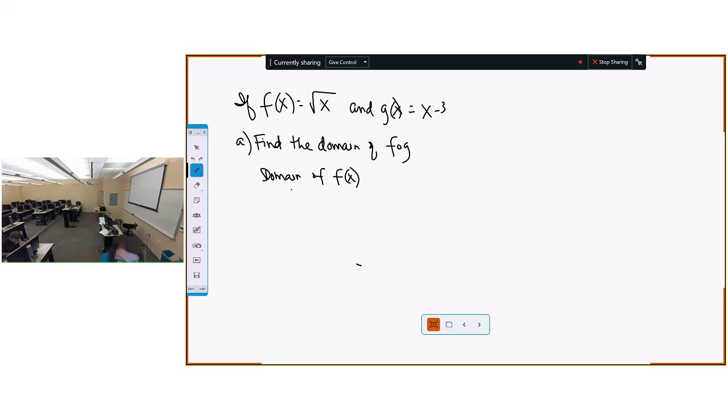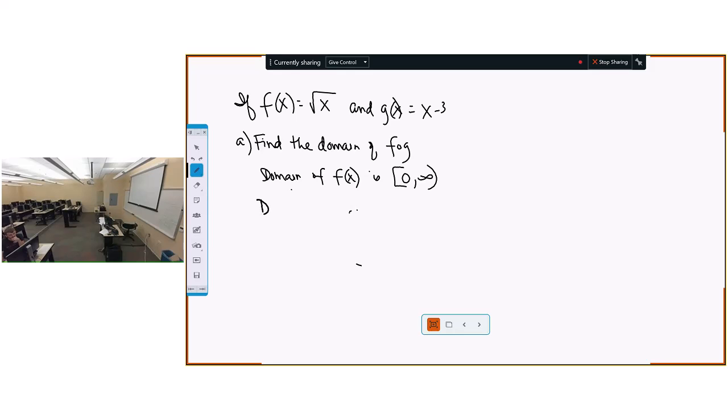F of x has a square root in it, and we know we're dealing in the real numbers, so the square root has to be 0 or greater than 0, correct? Okay, so writing this in interval notation, it's got to be a 0 with a bracket because the 0 is included, because you can take the square root of 0, going up to positive infinity with a parenthesis. We know that it has to be 0 or a positive number.